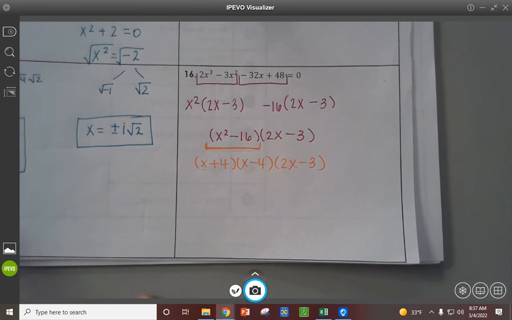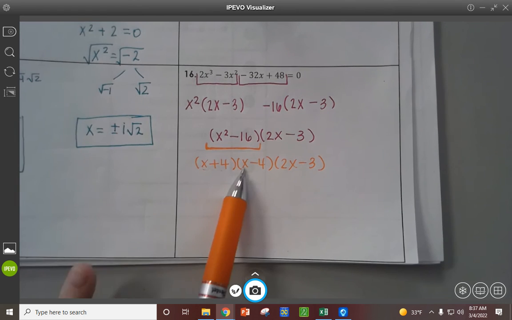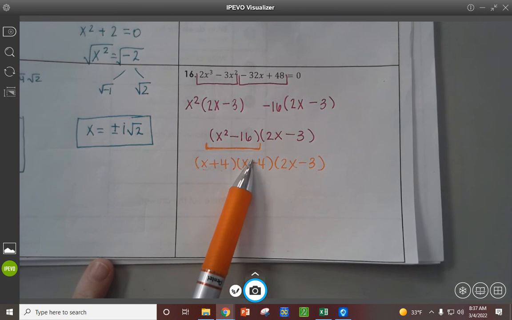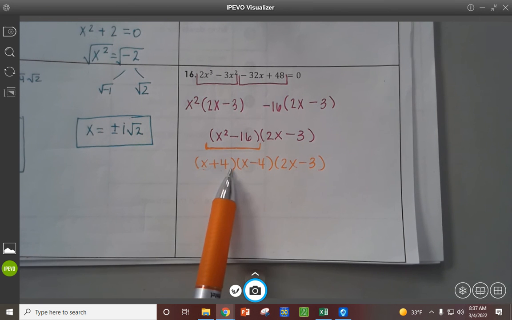Can any of these three be factored down anymore? Are you talking about the middle one? It would have to be x squared minus 4. Yeah. If this was x squared minus 4, then yeah, it would be a difference of squares.